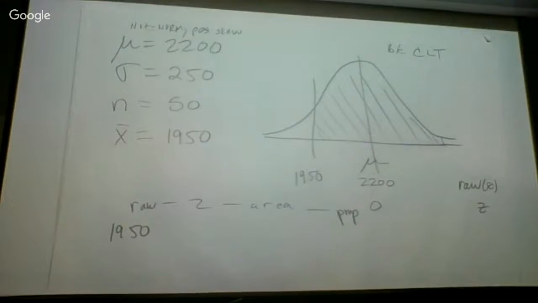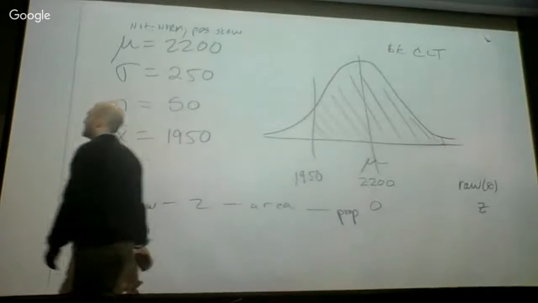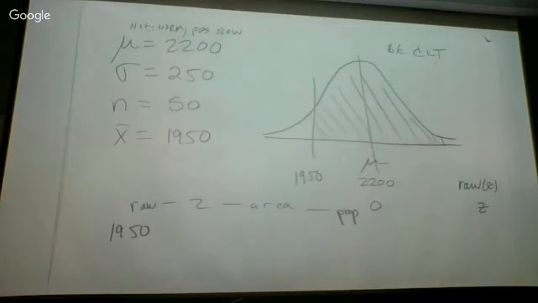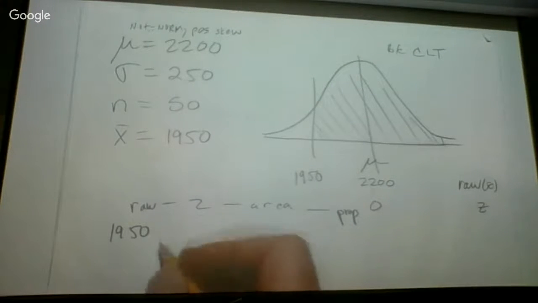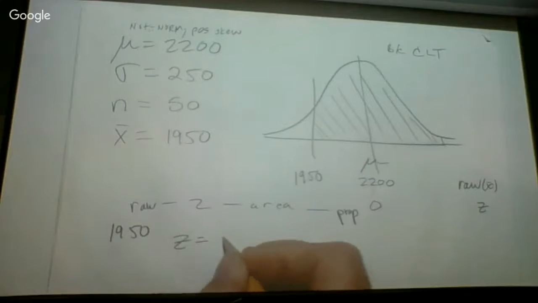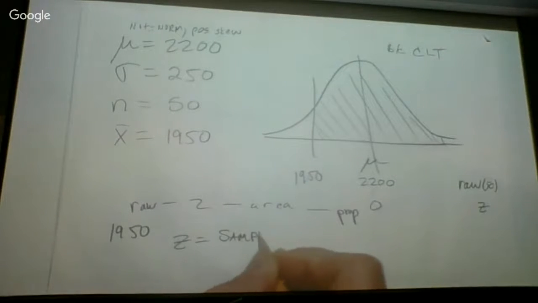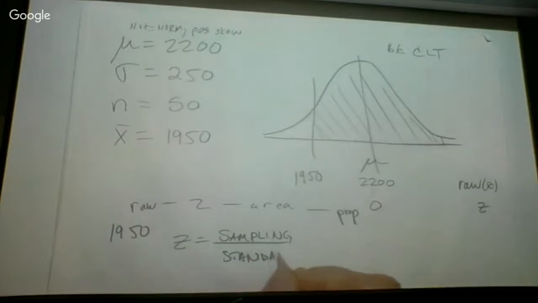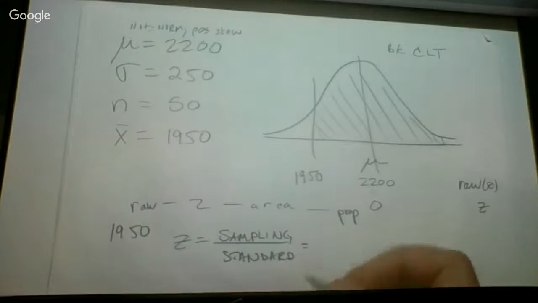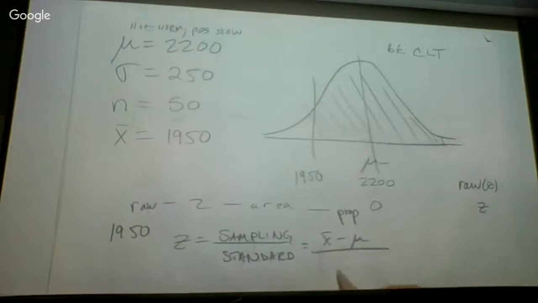Thank you. 6 words. Sampling error divided by standard error. Sampling error is x bar minus mu, and standard error is sigma over square root n. But our z-score is sampling error over standard error. And our sampling error here is x bar minus mu, and our standard error is sigma sub x bar, or sigma over square root n.